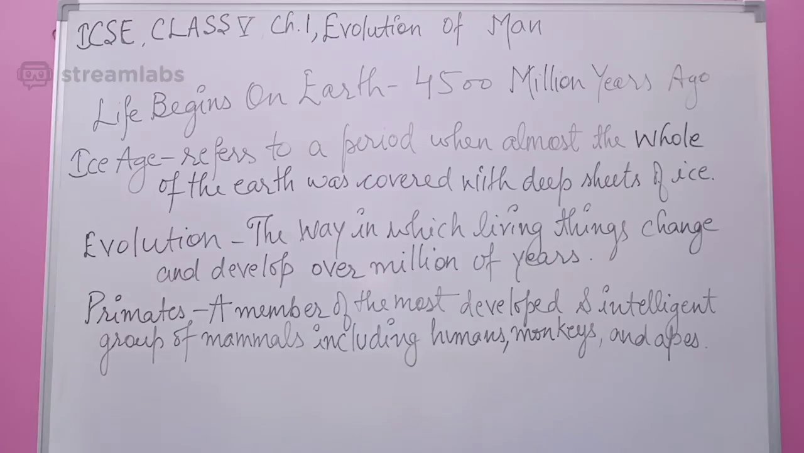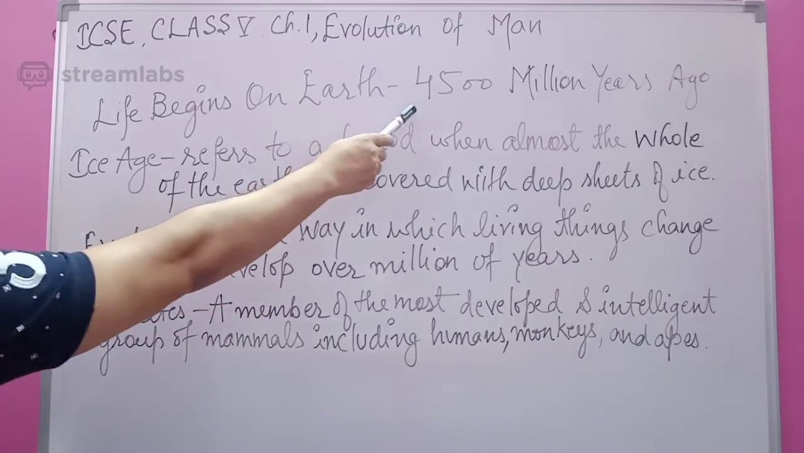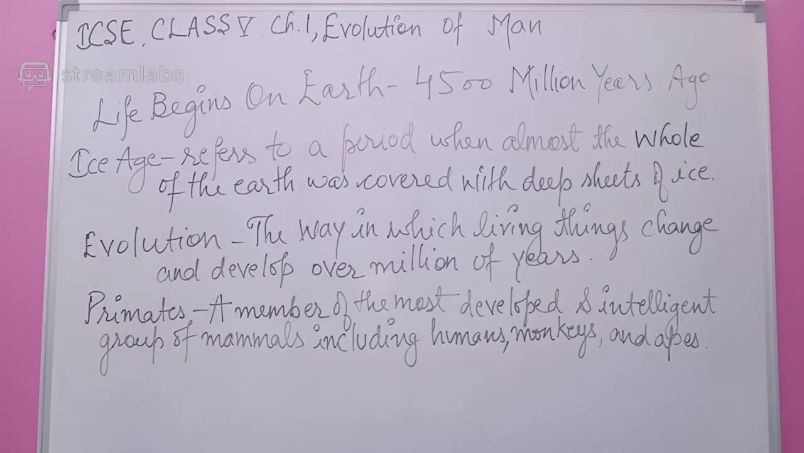As you can see on the board that I have written, life begins on earth 4,500 million years ago. And you know that 1 million equals 10 lakh. So just think how many years have passed till the human beings came on earth and for how many years we are staying or surviving on this earth. The age of the earth is now calculated to be about 4,500 million years.